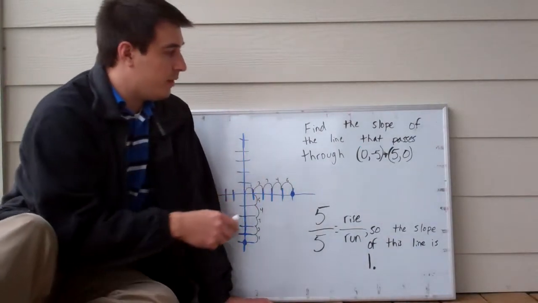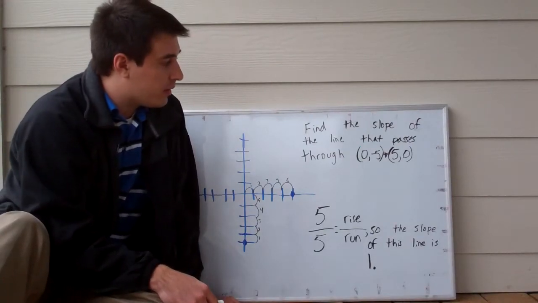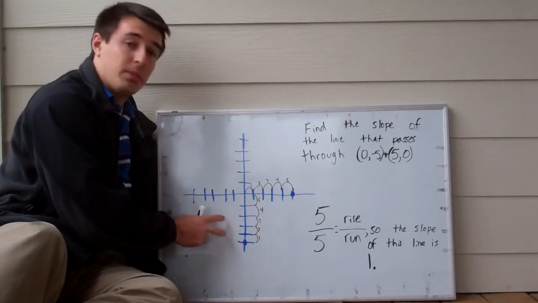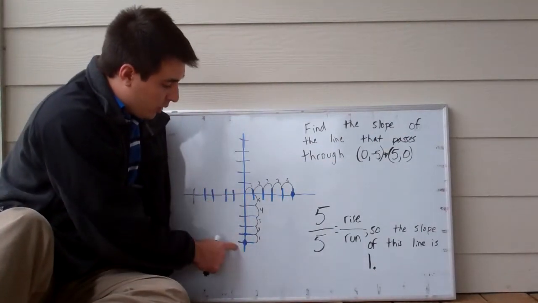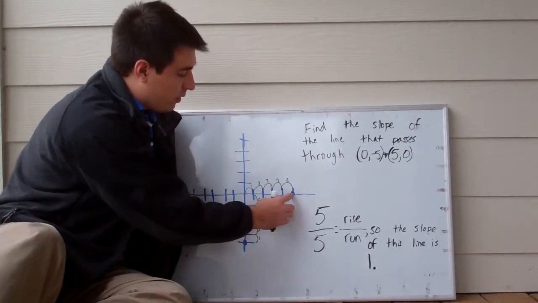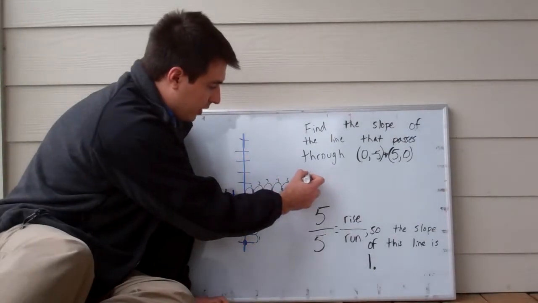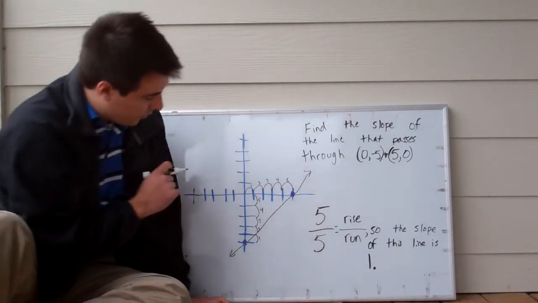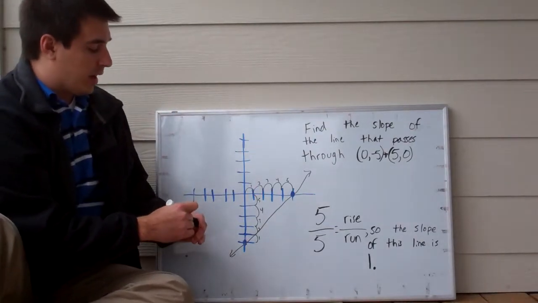So here, we have the problem. Find the slope of the line that passes through (0, -5) and (5, 0). So for this one, I've gone ahead and drawn a picture to try to help us out. So for the point (0, -5), we're going to go down 5 on the y-axis. For the point (5, 0), we're going to go 5 across on the x-axis. So right here, our line is this right here. Sorry if it's not quite straight, it's hard to see from the side. But, so that's going to be our line.